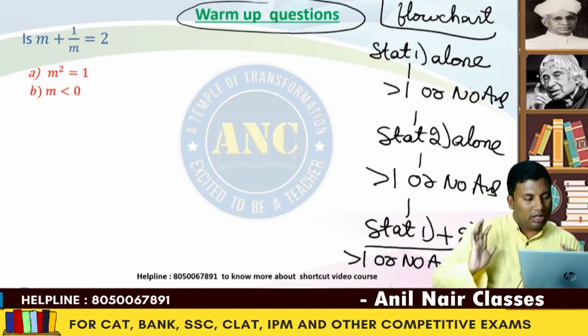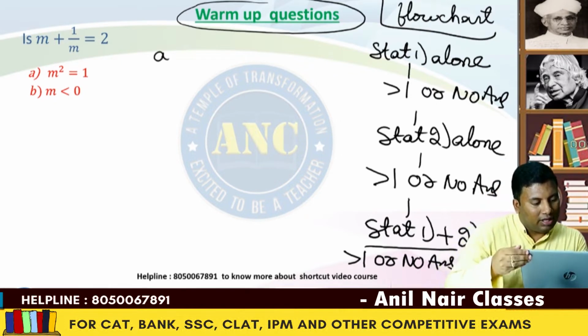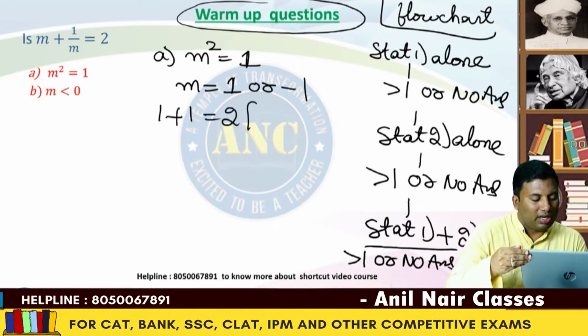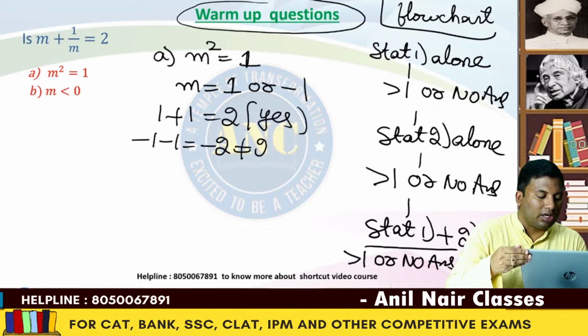Let us do only this flow chart. First one for me is m square equivalent to 1. If m square equivalent to 1, m will be 1 or minus 1. 1 plus 1 by 1 is 2, a definite yes. Minus 1 gives minus 2. Minus 2 is not equivalent to 2.